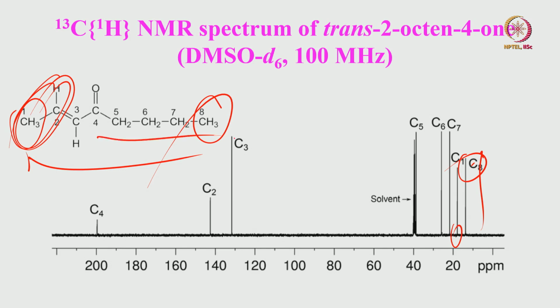We have 3 more CH2s. Which carbon is which is another thing which you need to understand. That is a different question. There is a way to do that. We will discuss that when we go further, in the INADEQUATE experiment.